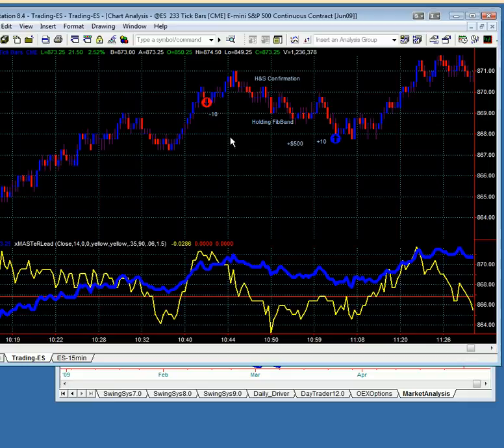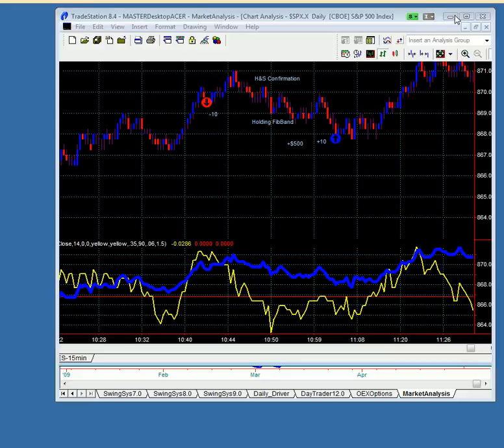Get HNS confirmation right there. Tried to hold the fib band. Just went down, broke to our target. Fortunately, we got out at our target of 68 right before the move up and reached our daily target of $1,500. Anywhere from $1,000 to $2,000 is the case there.